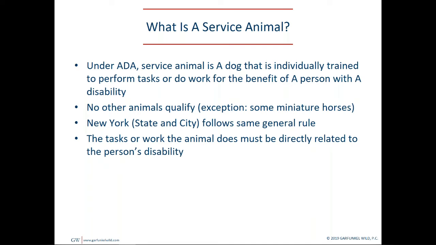Prime example of that is the classic seeing eye dog. That is a dog that is individually trained to perform tasks for a blind person. The task that dog performs is directly related to the person's disability and blindness. A seeing eye dog is a service animal, okay? Very important. There's a distinction between service animals and emotional support animals, and we'll come to those distinctions later.